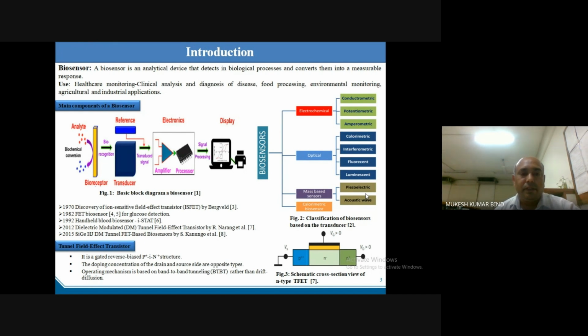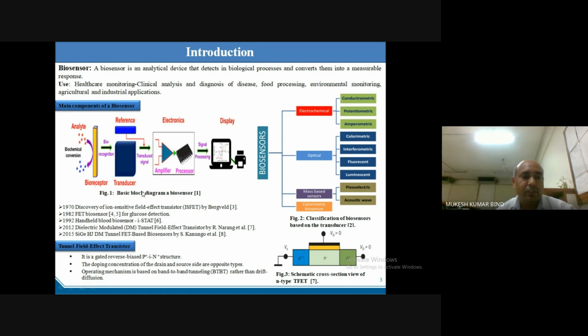A biosensor is an electric device that converts a biological response into a measurable response. At present, biosensors are used in many fields like diagnosis of disease, food processing, environmental monitoring, and industrial use. Figure 1 shows the basic block diagram of a biosensor.